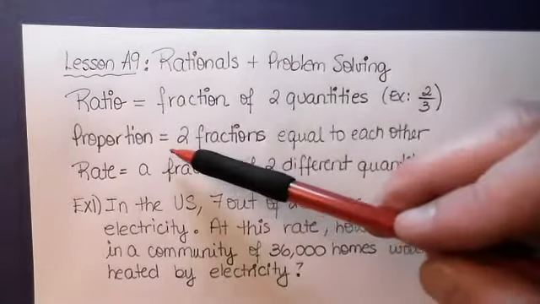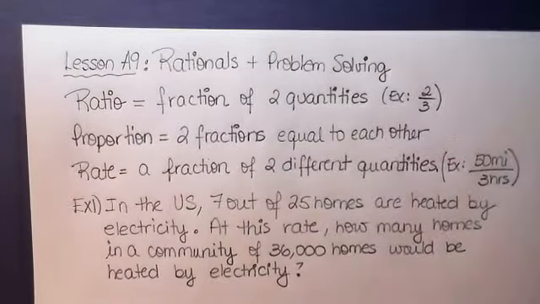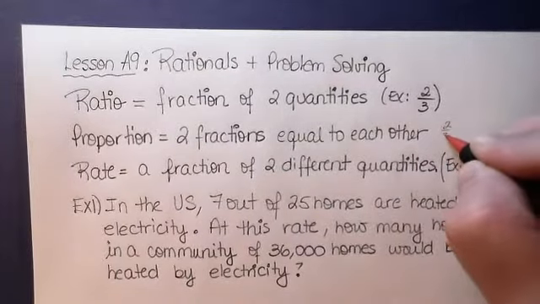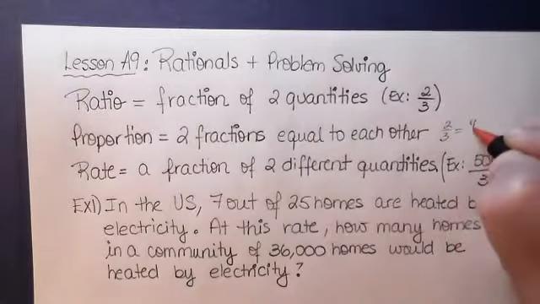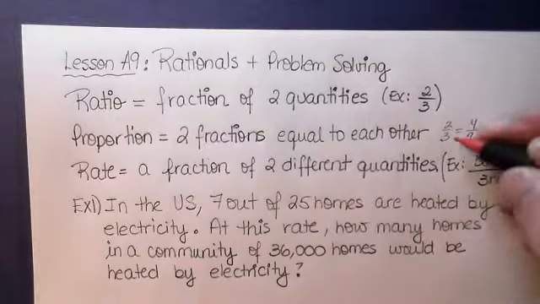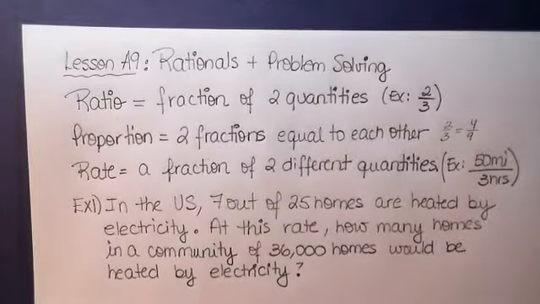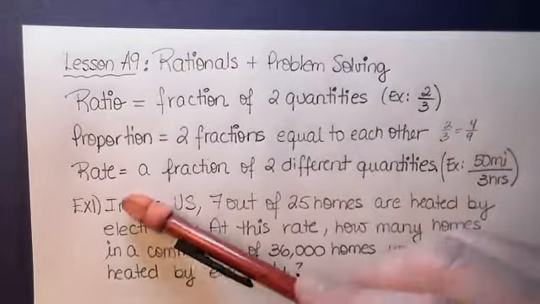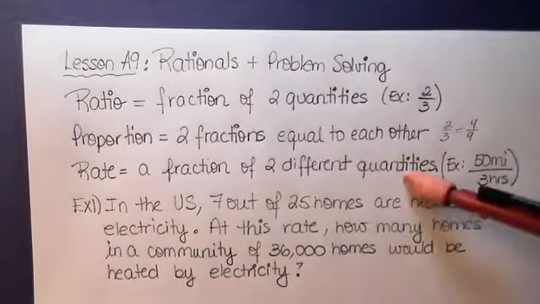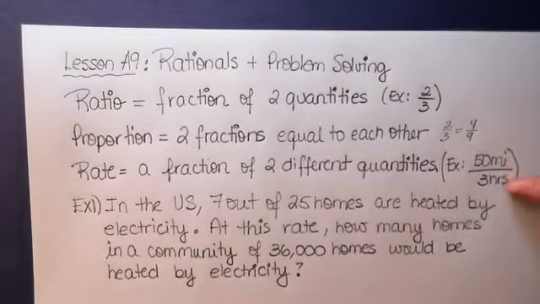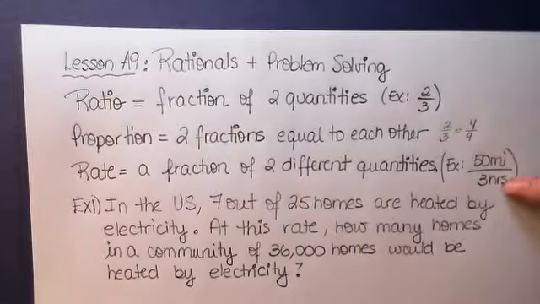A proportion basically is two fractions equal to each other. So if you have, for example, 2/3 equals 4/9, this is a proportion. You have two fractions equal to each other. And then rate is a fraction of two different quantities. For example, 50 miles over 3 hours. This will be a rate.